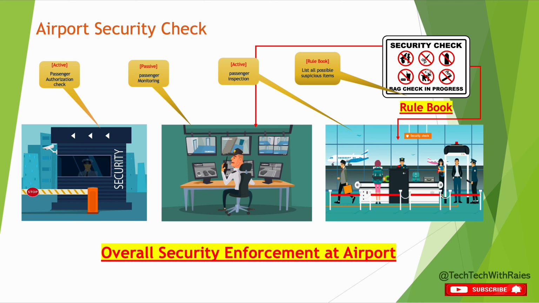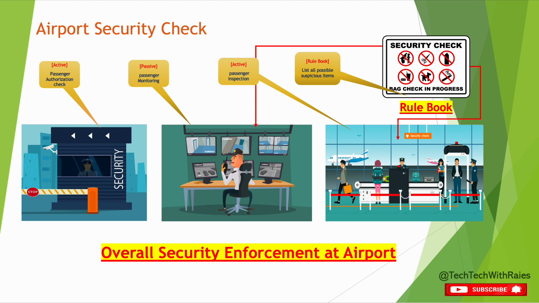And one more important component of the airport security check system is the security check rule book. Each of layer 2 and layer 3 security, like CCTV monitoring and passenger inspection, both follow the rule book already provided by the administration. So this is the overall security enforcement at the airport.